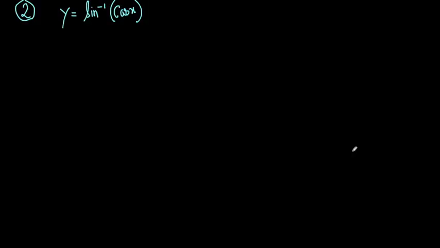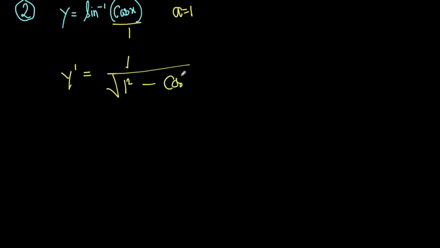So let's do a last question based on this inverse trigonometric function. Now, y is equal to sine inverse cos x, I will write over 1. So your a is 1. So what is the differentiation of that? Differentiation of that is 1 over a square, a square is your 1 square, minus whatever is inside the bracket, or you can say x square. So this is your cos square x, multiplied by differentiation of the bracket. Here the bracket is just cos x, so differentiation of cos x is minus sin x.